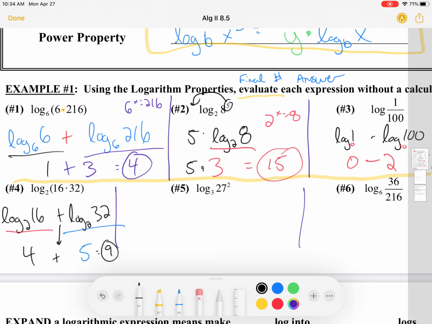Okay, number 5. You might notice, hey, I got an exponent here, so I'm going to bring this out front. 2 times log base 3 of 27. Now you ask yourself, 3 to what power is 27? That should be 3, and you have 2 times that 3. Should get 6 as the final answer.